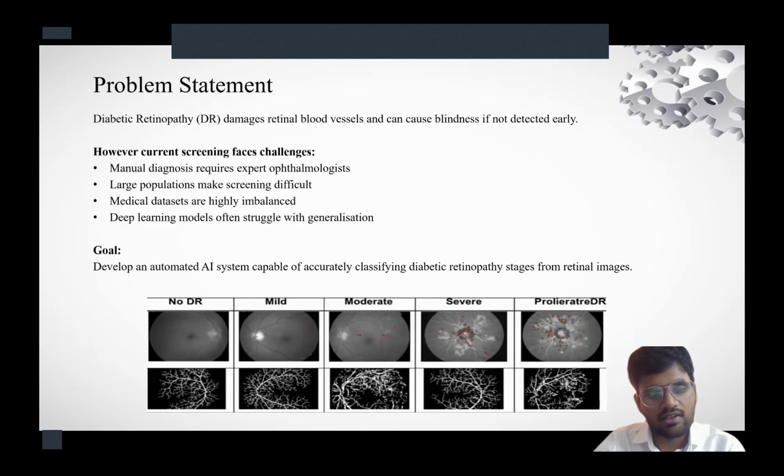The main challenge in detecting diabetic retinopathy is the accurate classification of retinal images in different stages. Manual diagnosis requires expert doctors and can be time consuming. Another challenge is that medical datasets are often imbalanced, meaning some disease stages have fewer examples. Additionally, single deep learning models sometimes struggle to capture all important features in retinal images. Therefore, the goal of this project is to develop an automated deep learning system that can accurately classify diabetic retinopathy stages from retinal fundus images.